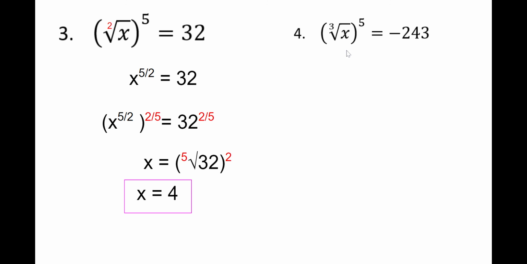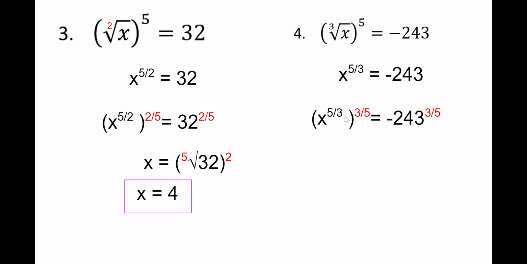All right, and number 4, same first step as number 3. Right now this is in radical form, so the easiest way to manage this is to convert it into the rational exponent form, that means the fractional exponent. Then we're going to take both sides to the reciprocal power, so 5/3 and 3/5 to the 3/5 power. On the left-hand side, if you've done it right, you always just get x to the 1st power. Right-hand side, the 5th root of negative 243 to the 3rd power.